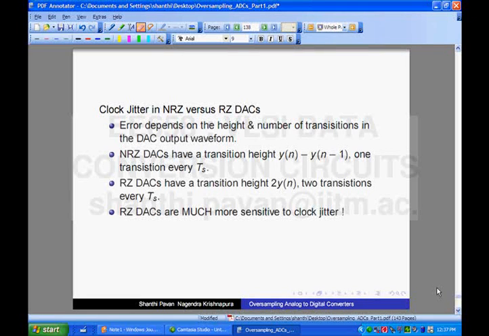And how many transitions every Ts? It's a return to zero DAC, so it's going up and then coming back. All right. So it's a double whammy. It's actually a 4x whammy because first of all, the height is much more, and to make matters worse, you have twice the number of transitions. Okay. So it doesn't take a genius to figure out that return to zero DACs are much more sensitive to clock jitter when compared to a non-return to zero DAC. Is that clear?